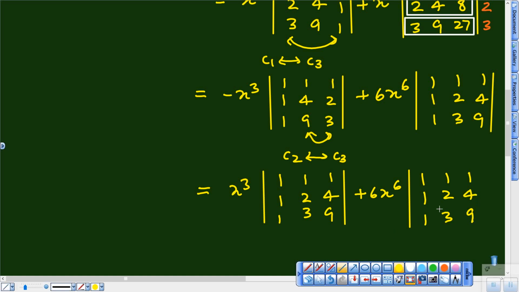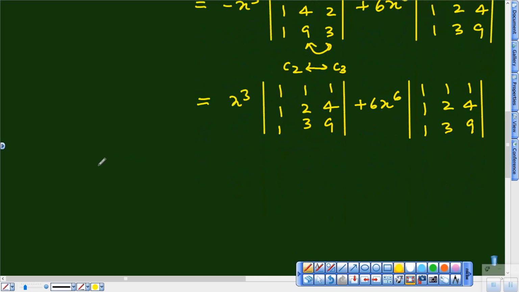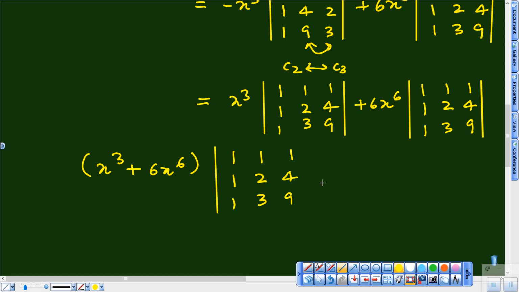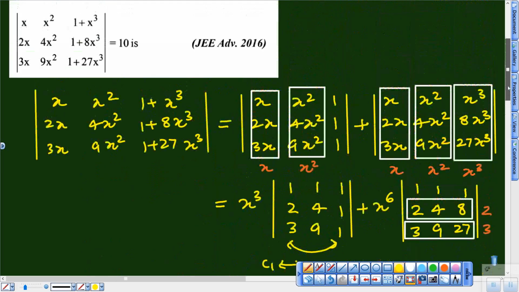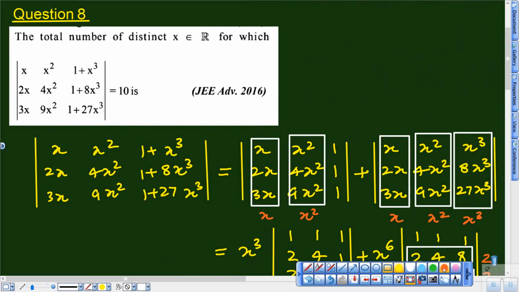Can you see that both the determinants become identical now? So thus I get the equation as x raised power 3 plus 6x raised power 6 as common, and the determinant would be, what? The same, because they are same in both. 1, 1, 1, 1, 2, 3, 1, 4, 9, and is equal to 10. If you've forgotten that, I have not been writing this, but you can see that this is equal to 10 here given. All right.